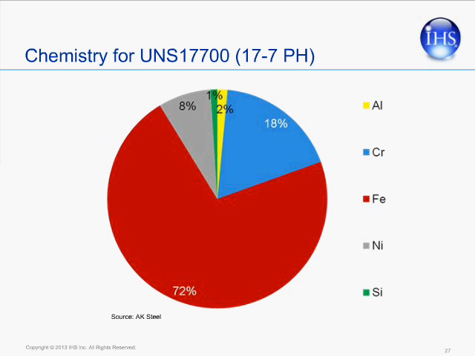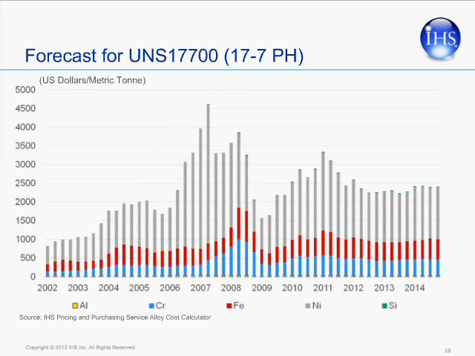It's 72% iron, 18% chromium, 2% aluminum, 1% silicon, and 8% nickel. You'll be forgiven for not knowing the chemical symbols along the side there, but there will be a quiz at the end there for you, just to make sure everyone's paying attention. Just kidding.